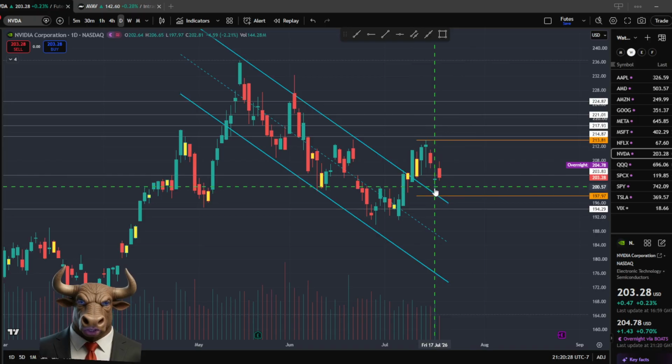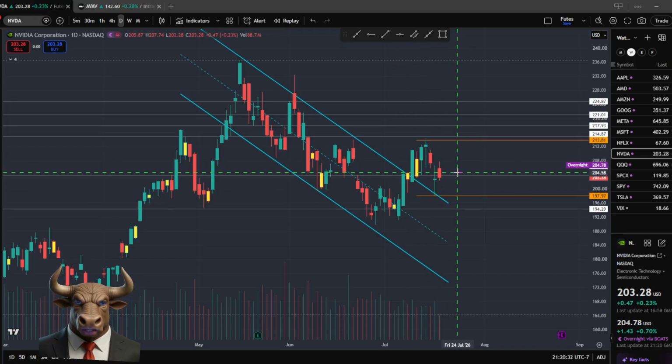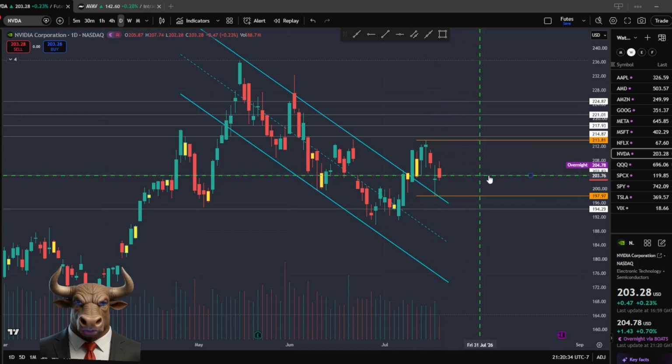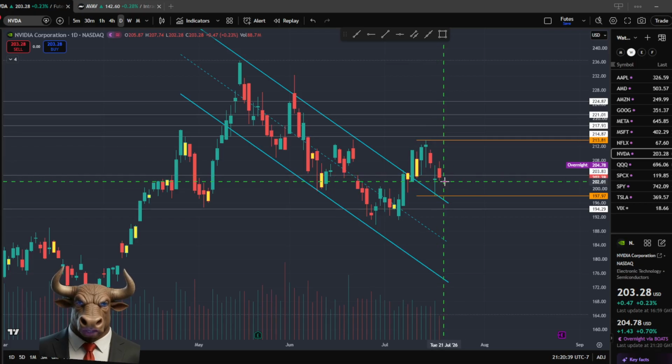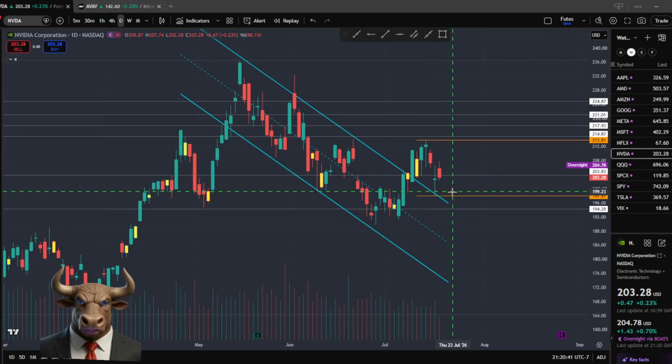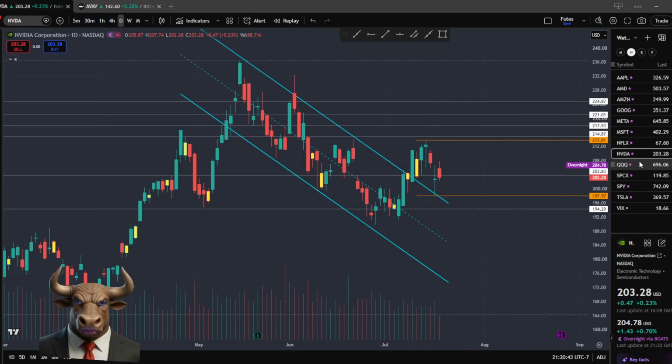We had that rejection off the trend line, holding the breakout, had a sell-off day here, still holding at levels. I really would have liked it over that 203.83. The fact it closed below kind of worries me. We could continue to get a sell-off here if it can't break above that.